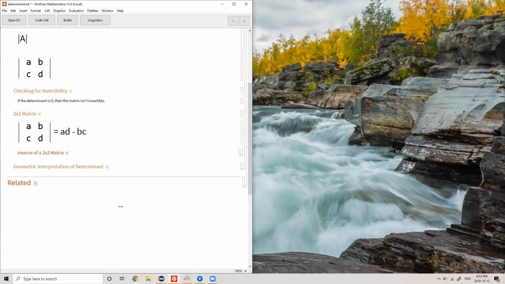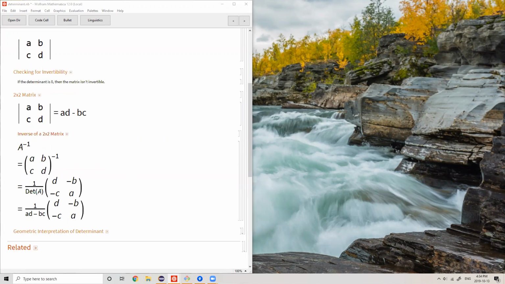For a 2 by 2 matrix with components A, B, C, and D, the determinant will be A times D minus B times C. Calculating the determinant of larger matrices involves a more complex and recursive formula.